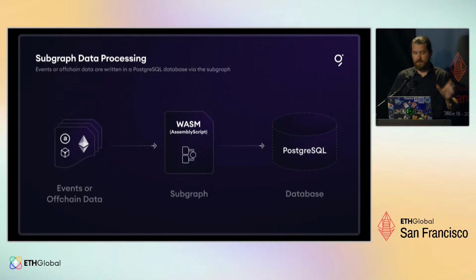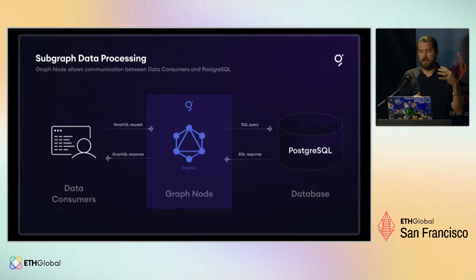So we can do off-chain data. And then the WASM will process that data as it comes off, or it will go out and get the data from IPFS or Arweave based on the event. And then we store that with Postgres in the database, okay? So the data is actually stored on the indexer inside of a database.